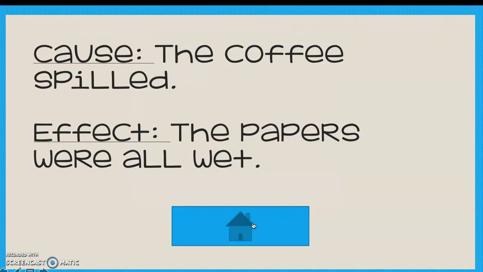A cause could be the coffee spill. The effect could be the papers were all wet. So again, this is an example. You might have something a little bit different as long as this cause and effect relationship matches the picture that we just were looking at. So if it's close or the same as mine, that will work. And it has to make sense with our picture.